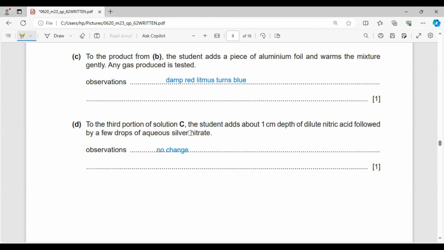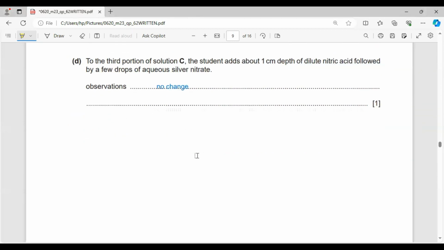To the third portion of solution C, the student adds about 1 centimeter depth of nitric acid, followed by a few drops of aqueous silver nitrate. So, the nitric acid and aqueous silver nitrate test is used for halides if present. As there are no halides present in calcium nitrate, there is no change.